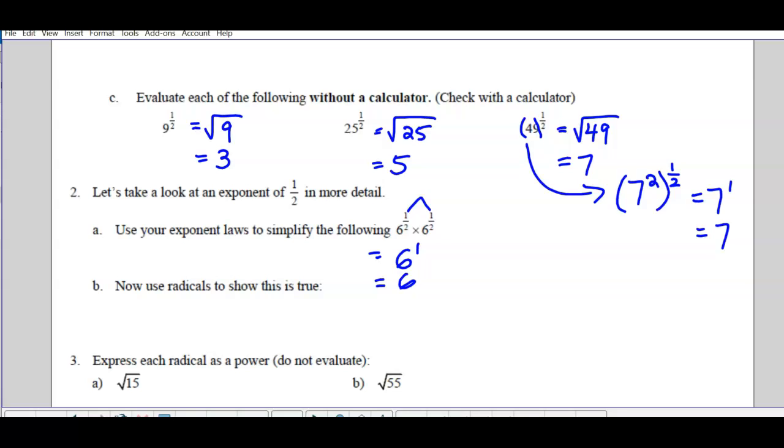Now use radicals to show this is true. So root 6 times root 6. If you're multiplying radicals like that, you can multiply the radicands together. There's nothing outside, so that's root 36, which is 6. So this is the same as this. Fractional exponents and radical expressions give you the same value.